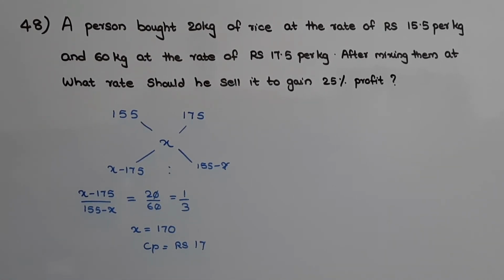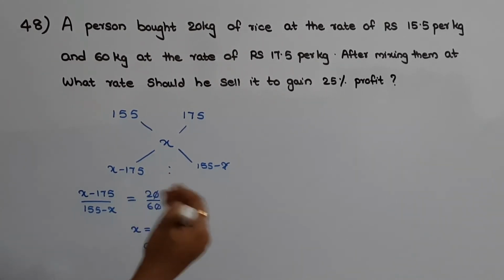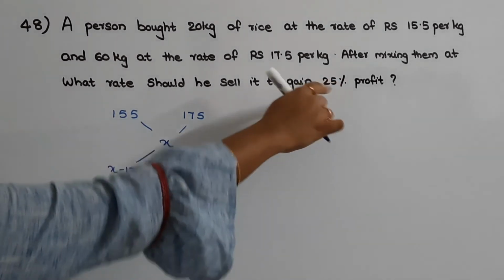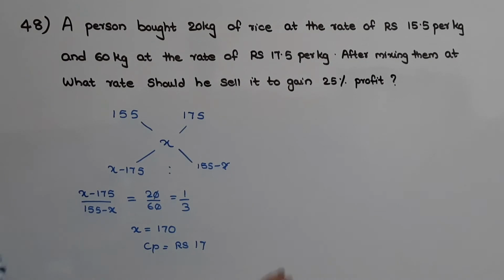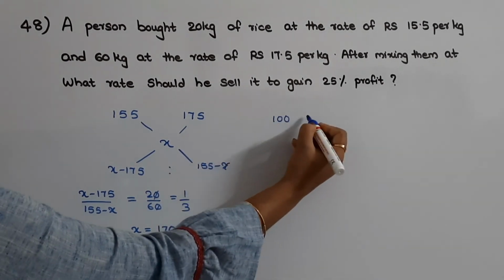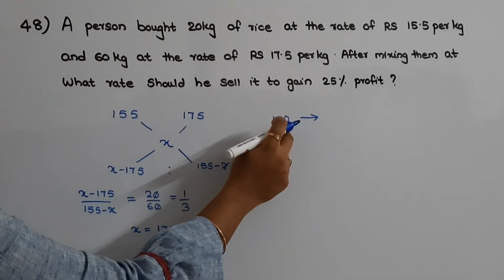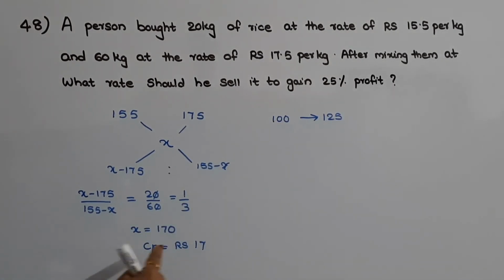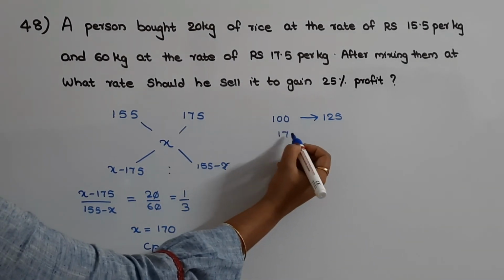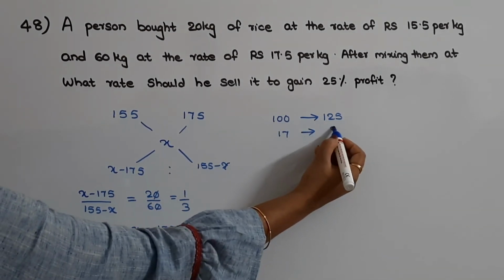Now we need to find out the selling price of the mixture, where the profit percentage is given. So the profit percentage is 25. If the cost price is 100, what will be the selling price? That will be 100 plus 25, that is 125. And the cost price of the mixture we found it as 17. So if the cost price is 17, what will be the selling price?